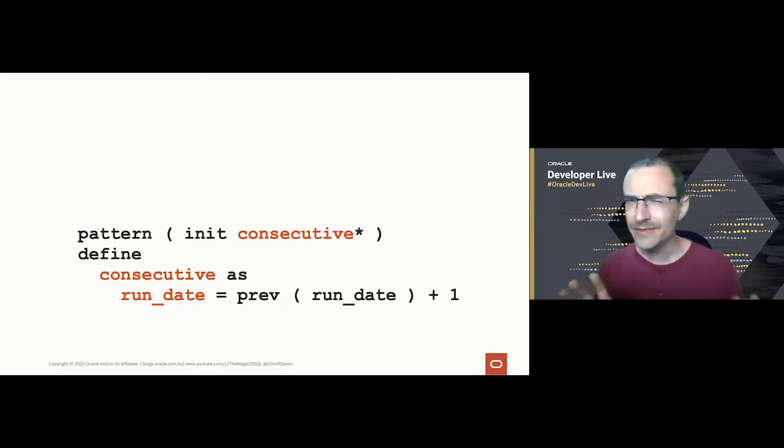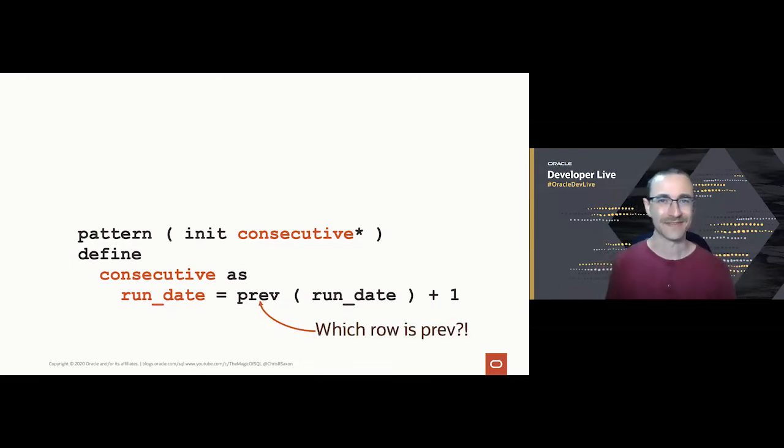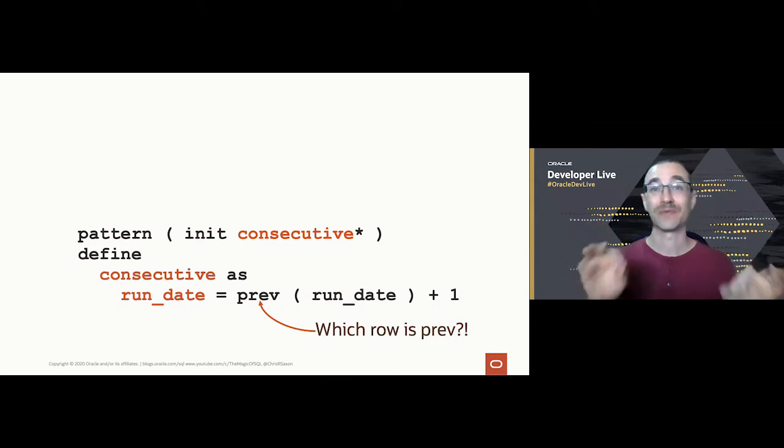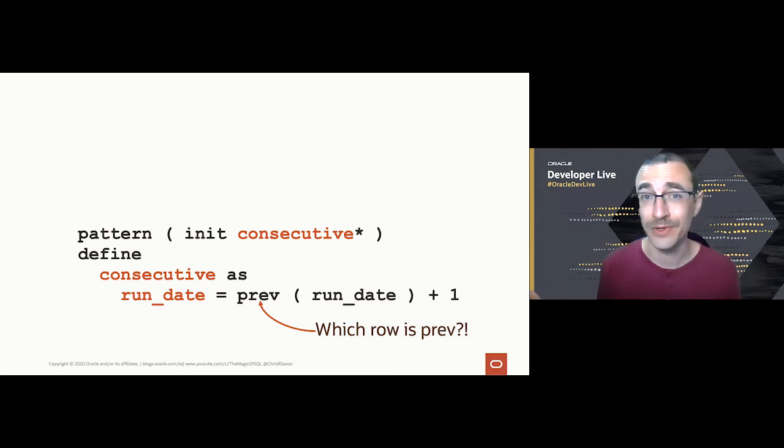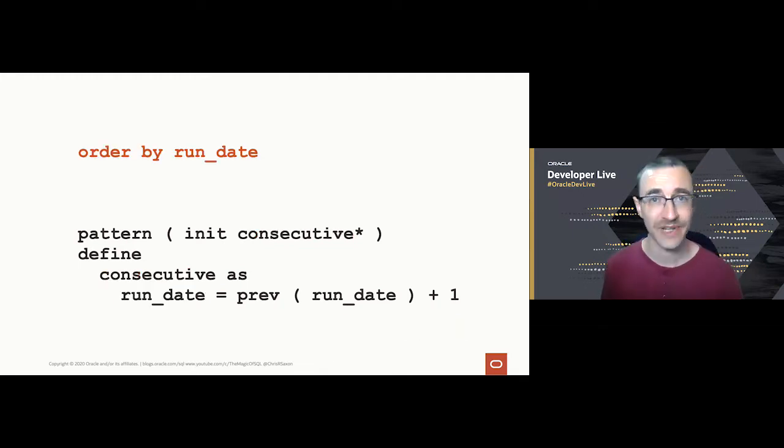But still something missing here. I said, is the current value equal to the previous plus 1? But I haven't actually defined what previous means, right? Now, hopefully, if you've got a select statement without an order by, well, the database is free to return the rows in any order it wants. It's the same with match recognize. If you've not got an order by, it can process the data in any sequence. So we want data sorted by date, so we need to do order by run date.